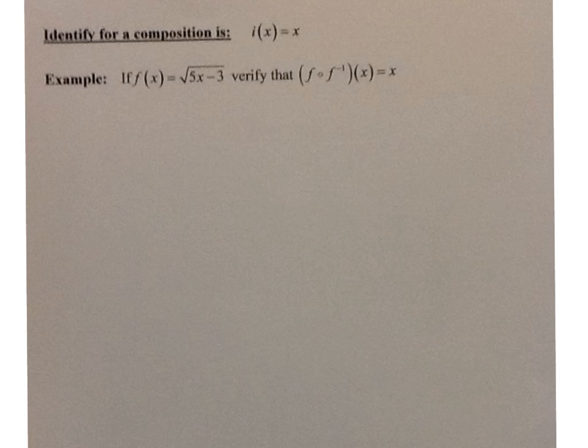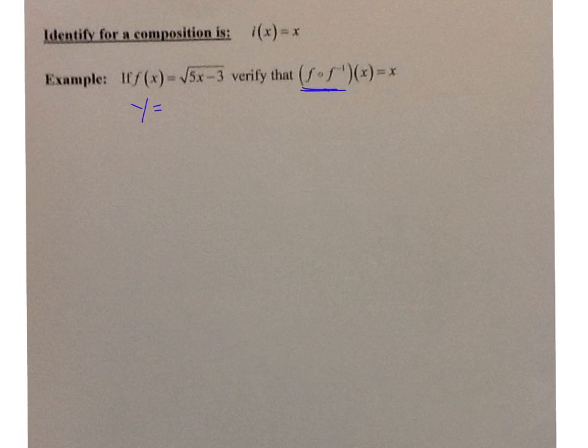Okay, so let's talk about identity. Identity is a composition. The identity for a composition is I of x is equal to x. So for example, if you have f of x is equal to the square root of 5x minus 3, I want to verify the composition of f of the inverse of f of x, show that comes out to be x. So when you do a composition of a function and its inverse, you should always get x, which is the identity. All right, so in order to do this, we have to have the inverse.